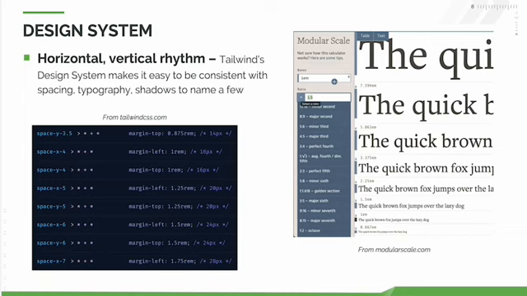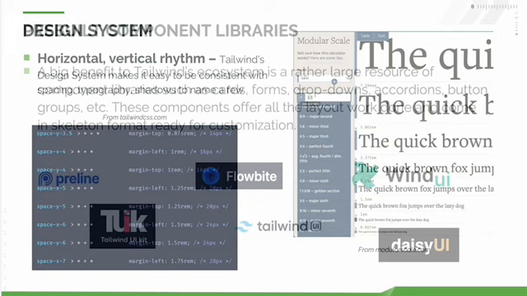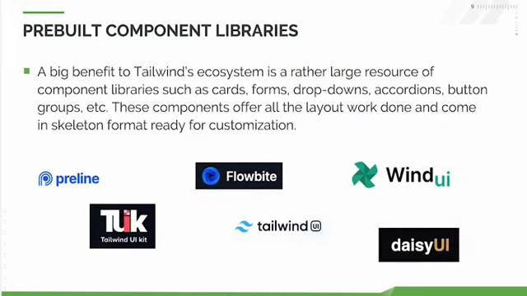Okay, so another big benefit is Tailwind's pre-built component libraries. There's a huge ecosystem out there of components. We're talking about cards, forms, drop-downs, accordions, button groups, these kinds of things. The component library in the center, Flowbite, has over 200 of these, and many of them are purchasable. But I just brought this to show the amount of resources there are out there.